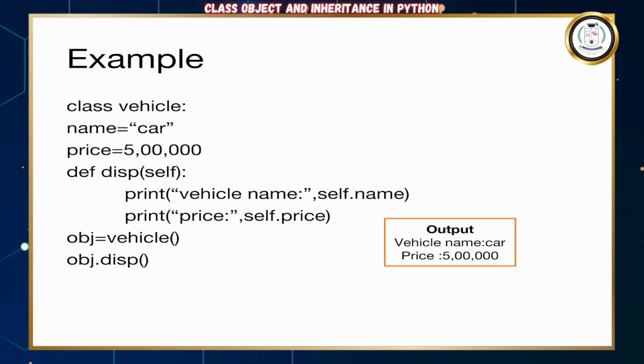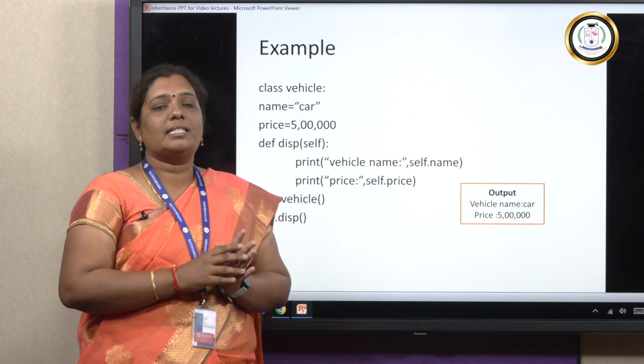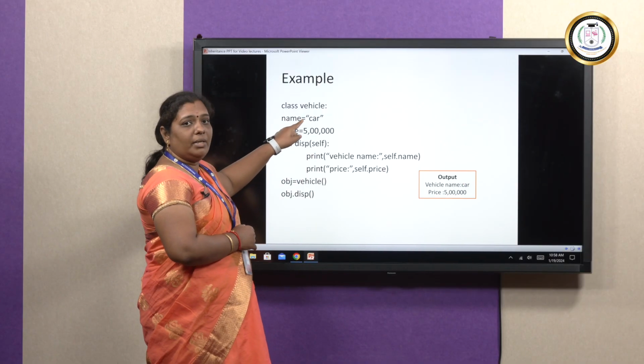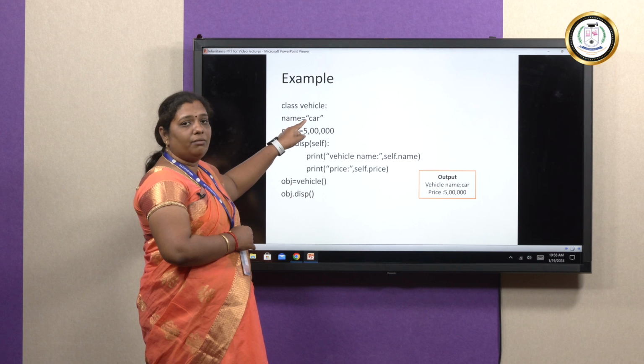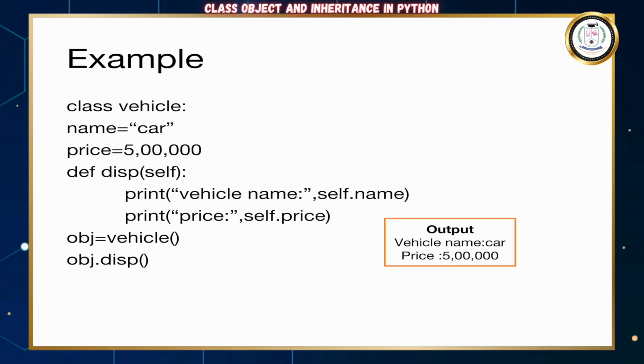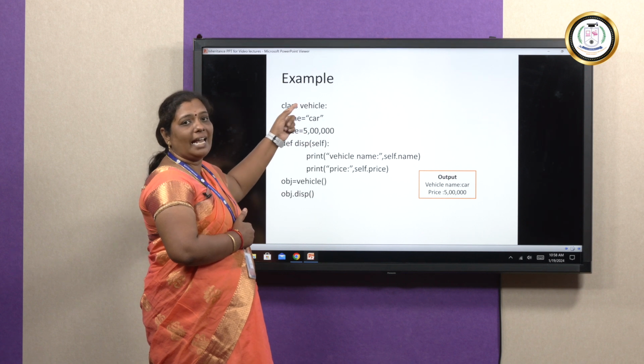Next is a simple program. How to create the class and object in the program? First one is class. So class is the keyword and vehicle is the class name. Next, name and price. So name is equal to car. The name is a string, so we have to mention it by single quotation or double quotation. Price is 5 lakhs. So this is data. I already told you the class contains data and functions in it. So the name and price is the data of the class vehicle.